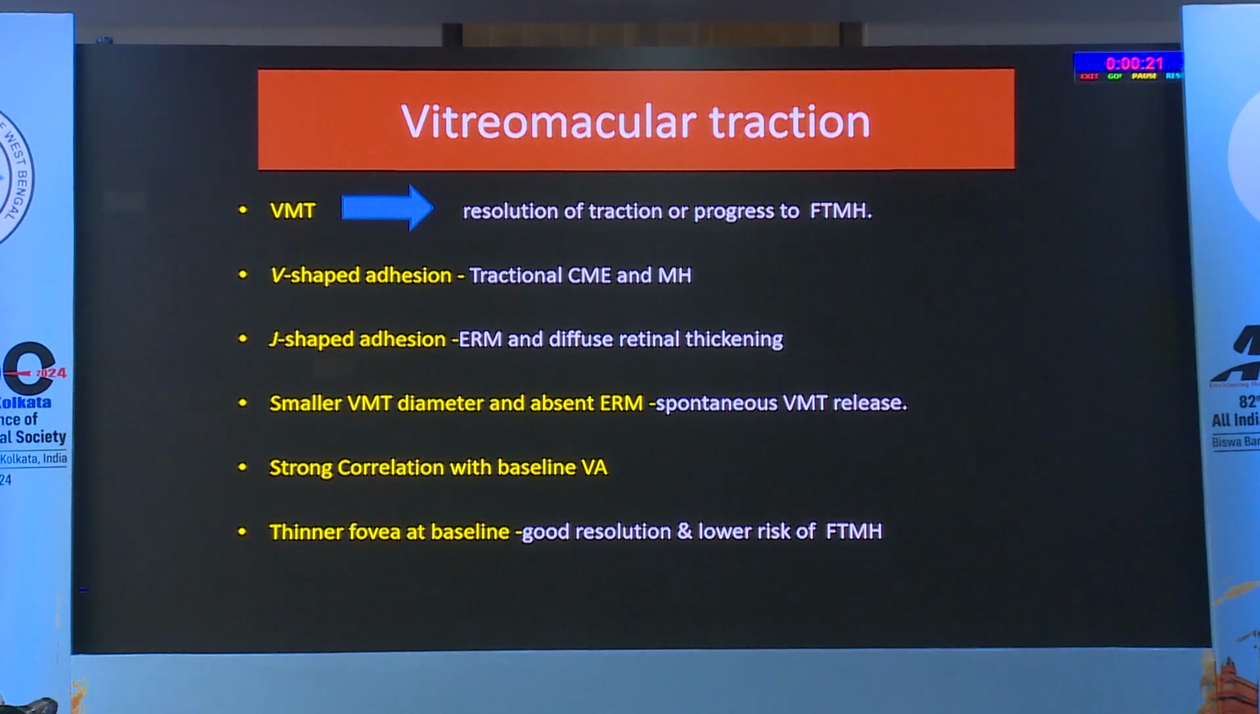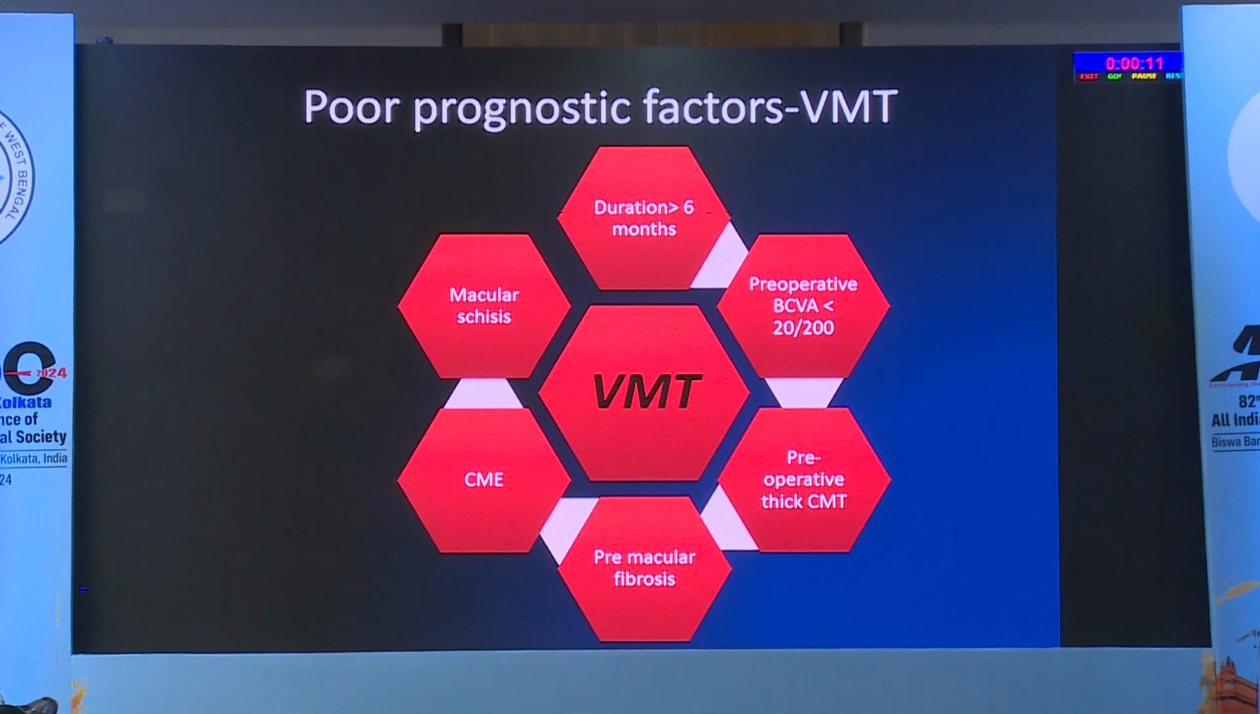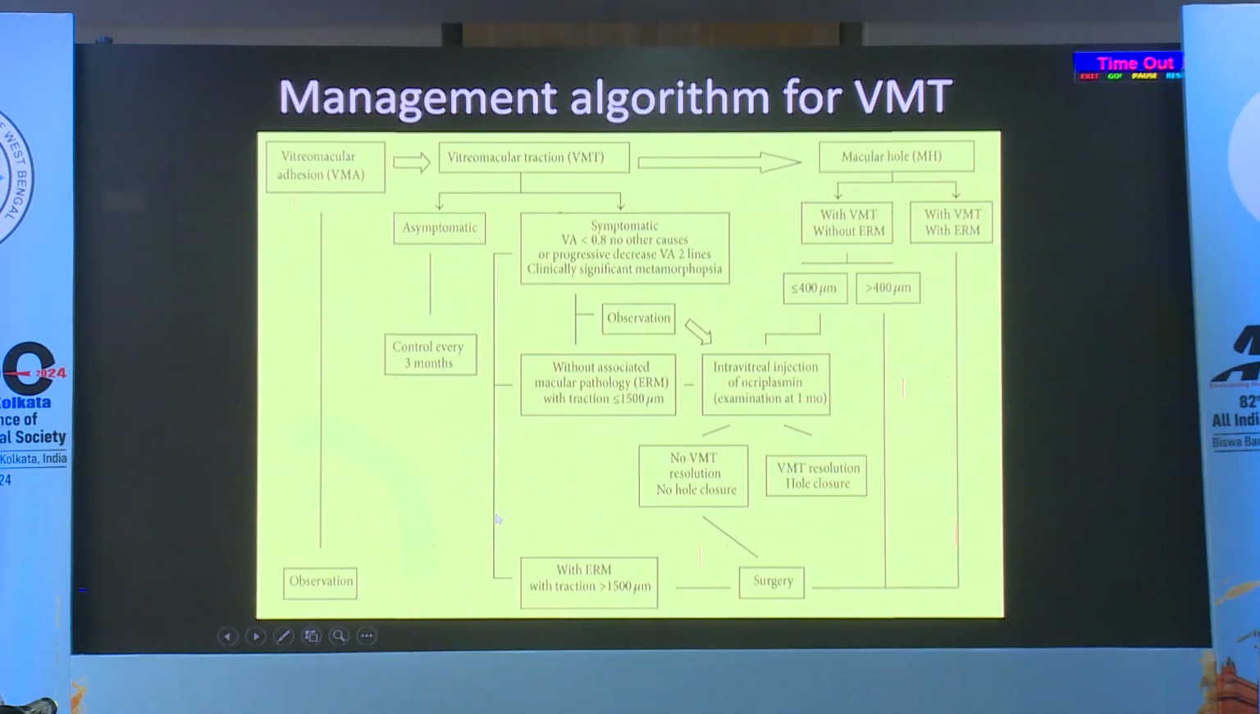Coming on to vitreomacular traction, usually the end sequence of vitreomacular traction is either spontaneous recovery or progression to a full thickness macular hole. And what are the poor prognostic factors in VMT? One is longer duration, preoperative best corrected visual acuity of less than 6/60, preoperatively thick central macular thickness, an associated premacular fibrosis, associated schisis and CME. These are the poor prognostic factors in VMT.